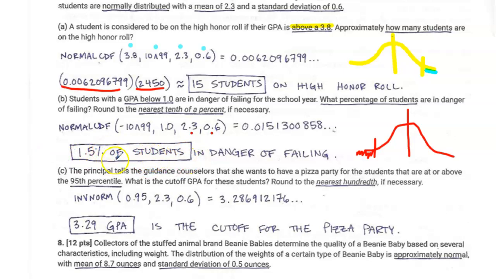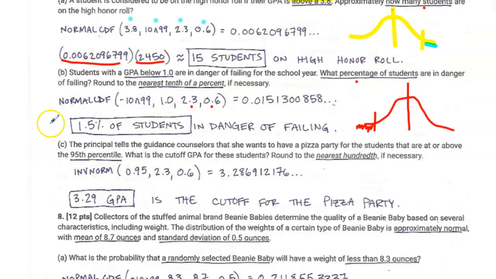Why am I leaving this in percent? Because it asks for a percent. Why did I change this to number of students? Because it asks about how many students. Read the question, RTQ, answer the question, ATQ. That would be a letter C.